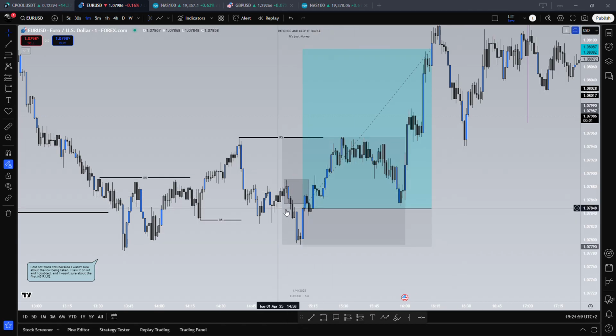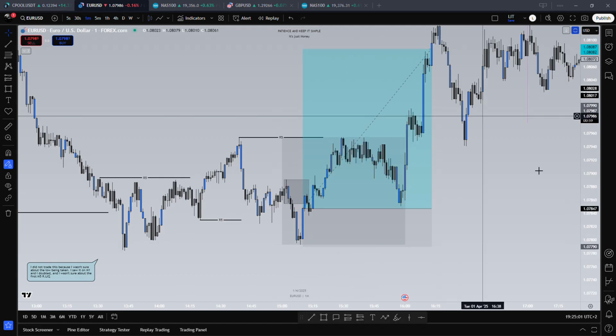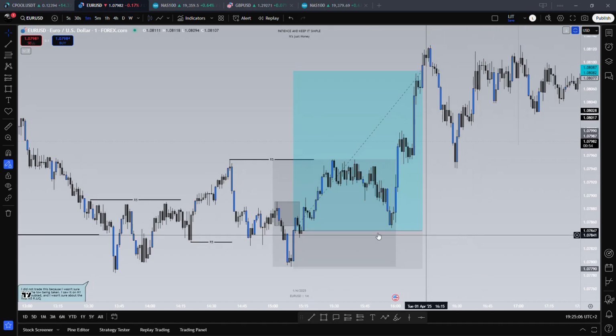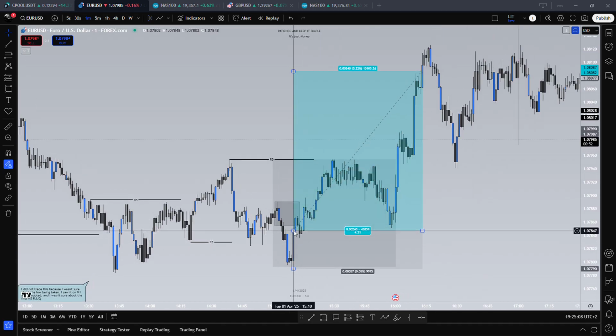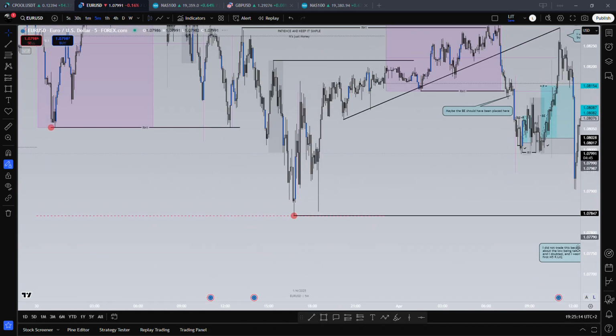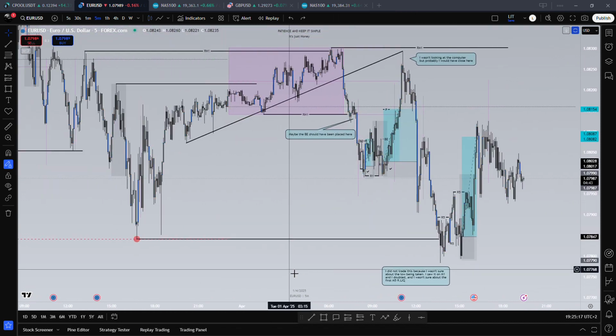SMT or whatever you want to call it, and boom. This maybe was the correct trade, but I didn't take it with the engulfing candle and everything. It was too big, and this was my target for the afternoon. Hold on.